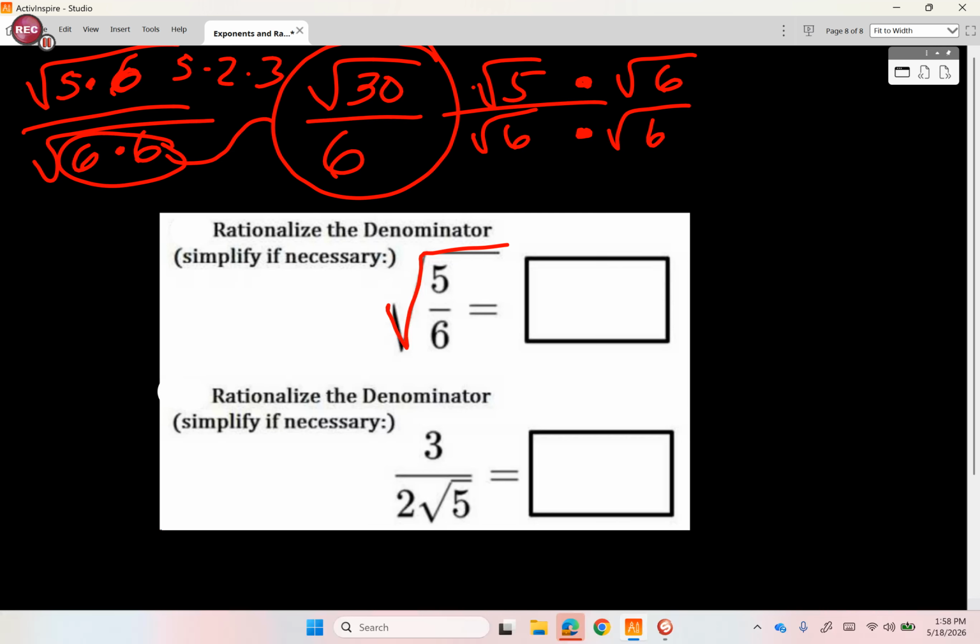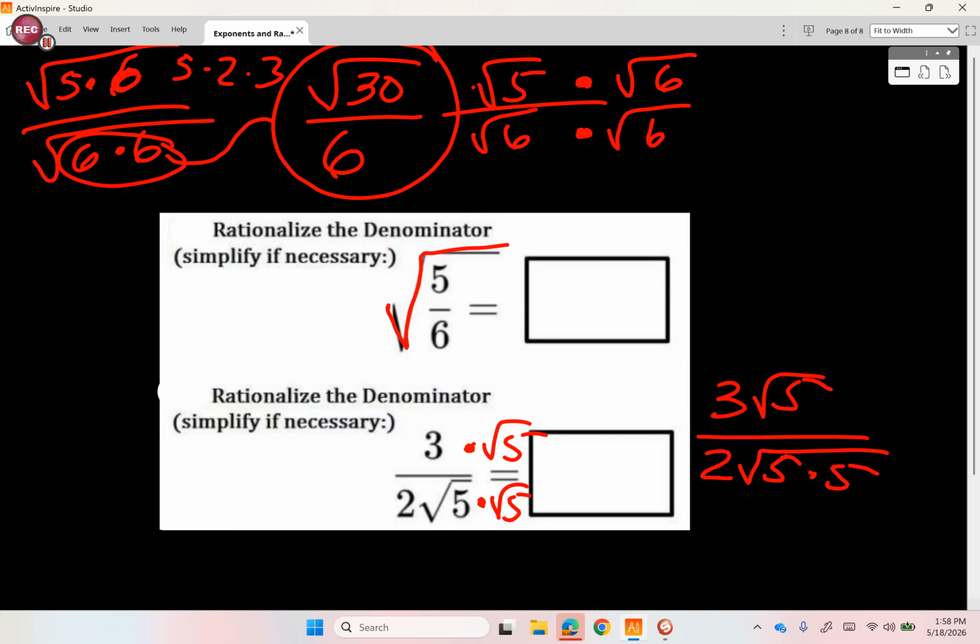So same process here, but we're going to multiply by square root of 5 on the top and the bottom. The top just becomes 3 square root of 5 because that's a regular number. But on the bottom you have 2 square root of 5 times 5. A radical times a radical, you put them in the same radical.